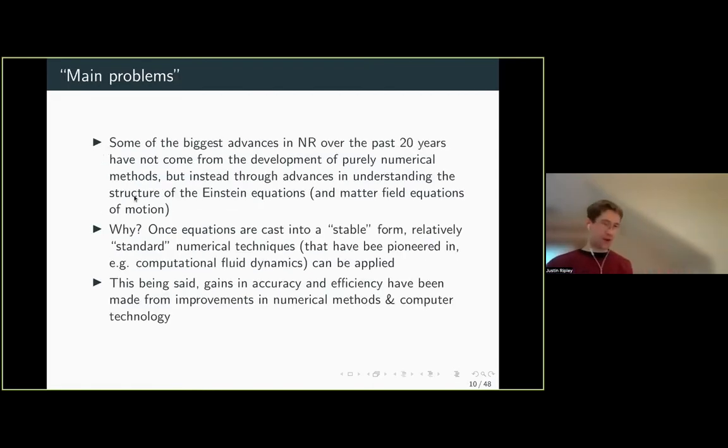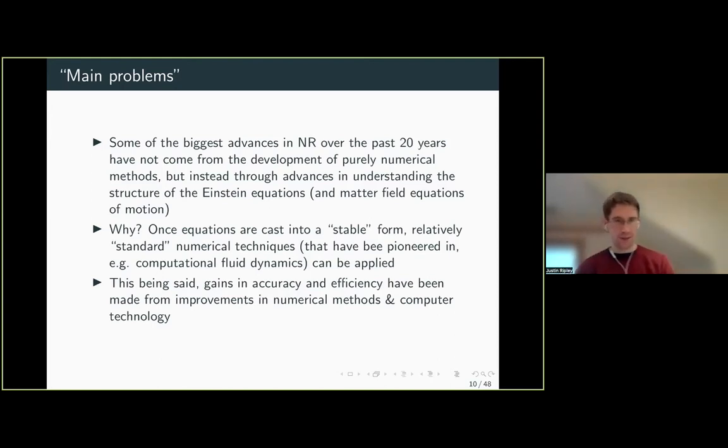So now we're on the second bullet point that we're going to talk about, which is: what are the main problems in numerical relativity in the past and present? Some of the biggest advances in the field over the last, say, 20 years, starting in the early 2000s, have not come from the development of purely numerical methods, but instead through advances in understanding the structure of the Einstein equations and the matter fields' equations of motion, say fluids and scalar fields.